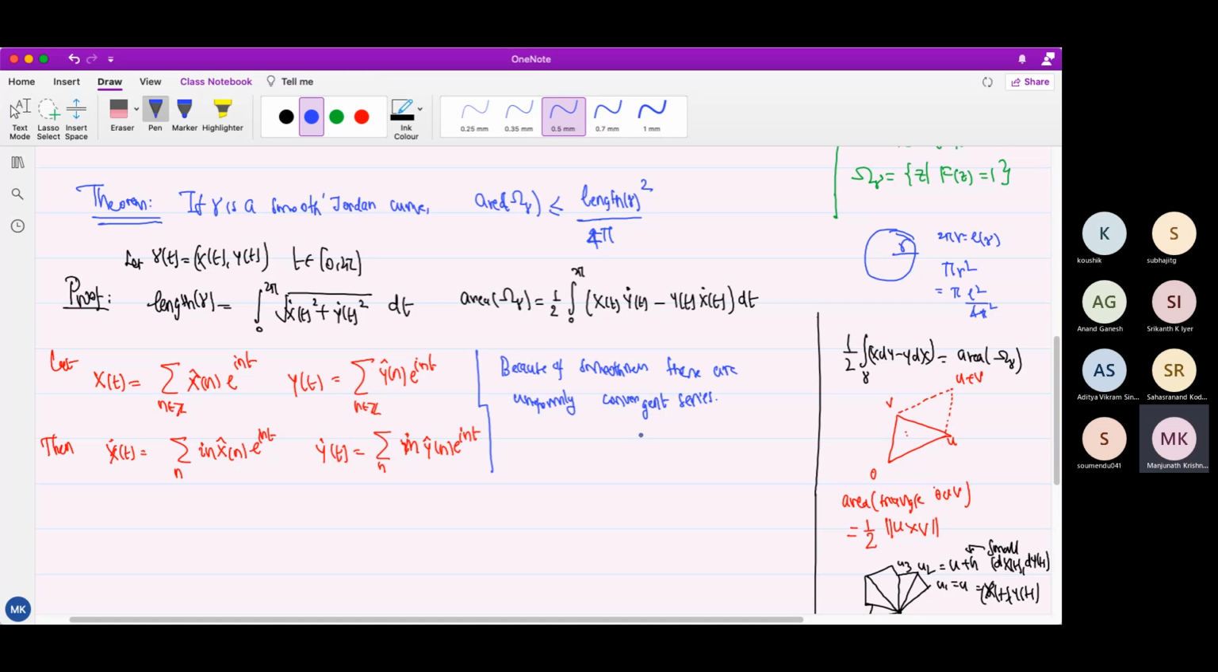Just to be a bit overcautious, for example, if x and y are C3 functions, you don't need that, actually you only need C1 here, even less than that, but let's for a moment assume x and y are C3 functions. Then we know that x hat n, y hat n decay faster than n cubed or something like that. So even if you put all the absolute values, you get 1 by n squared here, n by n cubed, n by n cubed. So all these are summable.